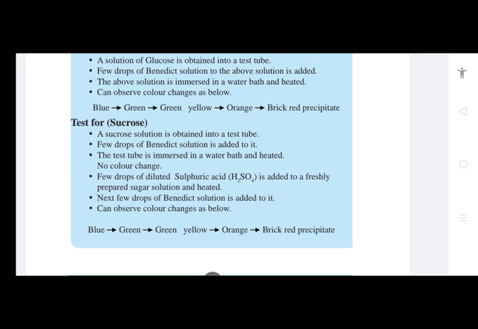In order to make this disaccharide into monosaccharides, we add a few drops of dilute sulfuric acid. During the addition of dilute sulfuric acid, sucrose is hydrolyzed again into the two monosaccharides, glucose and fructose. Now when you add a few drops of Benedict's solution, it will give results as glucose is present, and we can observe the series of color changes.